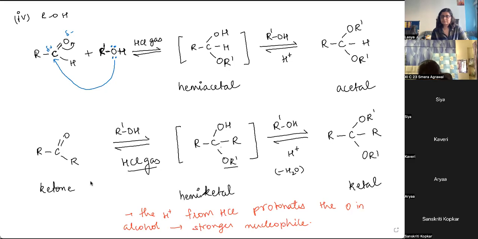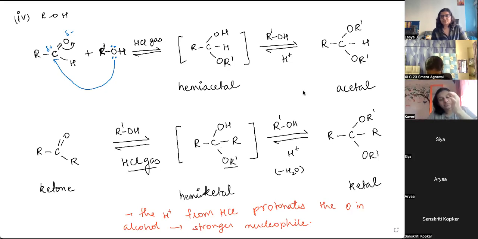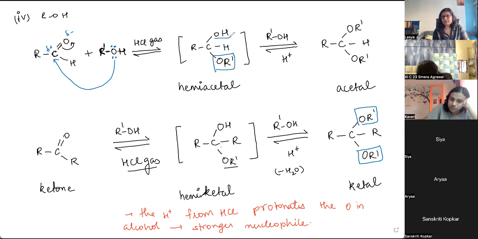Why is it called hemiacetal and hemiketal? Hemi means half. Acetals or ketals have two alkoxy groups attached to the same carbon. Here you have only a single alkoxy group and the other one is still a hydroxy group. That's why it's hemiacetal, hemiketal. This is a full ketal, full acetal.